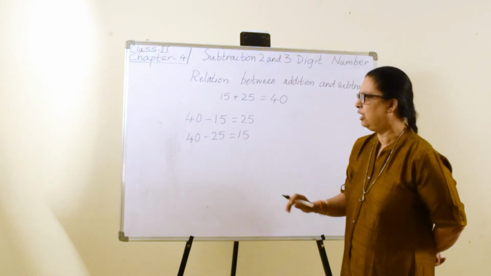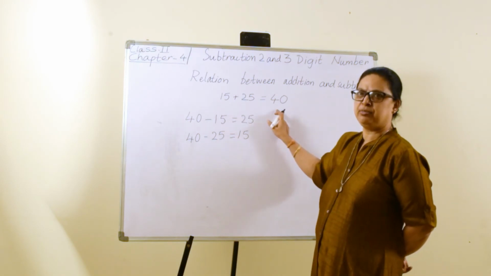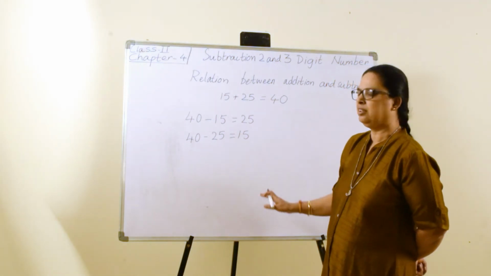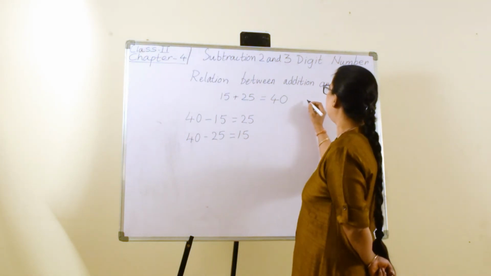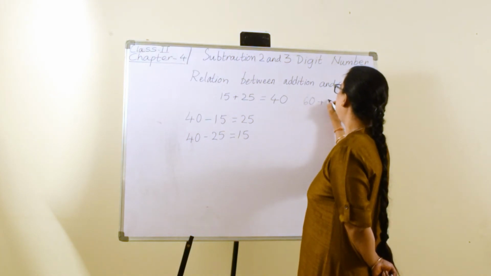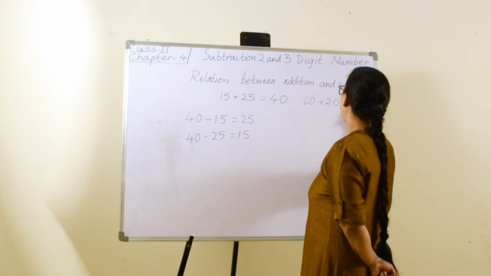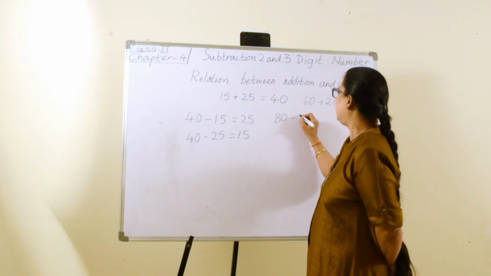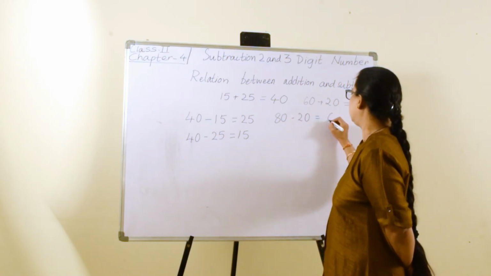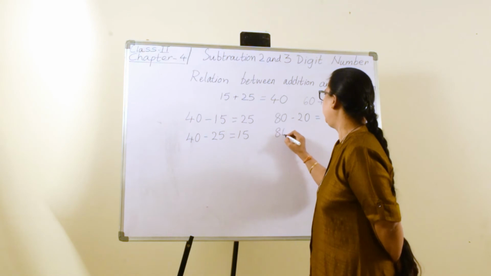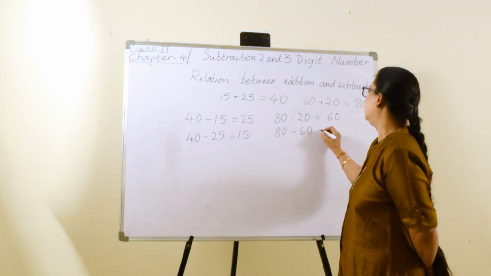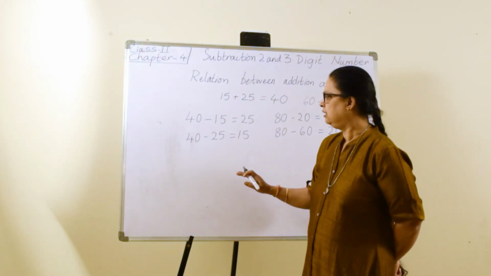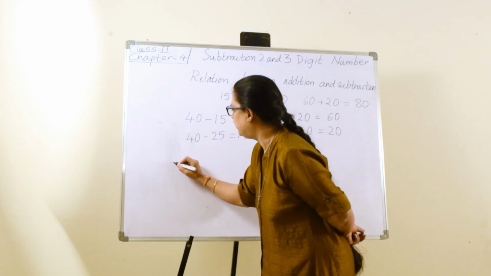You understood now? How you got two facts? The same numbers. I have just changed their place and you are getting this fact. Same way, you can take another number. For example, 60 plus 20 is equal to 80. Okay? So, 80 minus 20 is equal to 60. 80 minus 60 is equal to 20. Isn't it interesting, children? Yeah? Now let us do a sum over here.